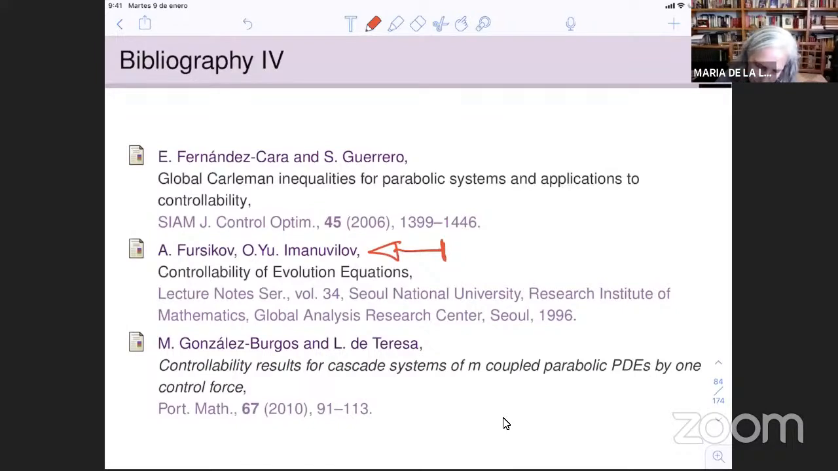So if you want to learn Carleman inequalities, I suggest you read this paper of Fernandez-Cara and Sergio Guerrero, because it is much more clear. Okay, several years after it, so it was now better understood, okay? So I have both of them. If you don't have the possibility to have them, please ask me. Here I put also a result of myself with Manuel Gonzalez-Burgos for coupled parabolic equations.